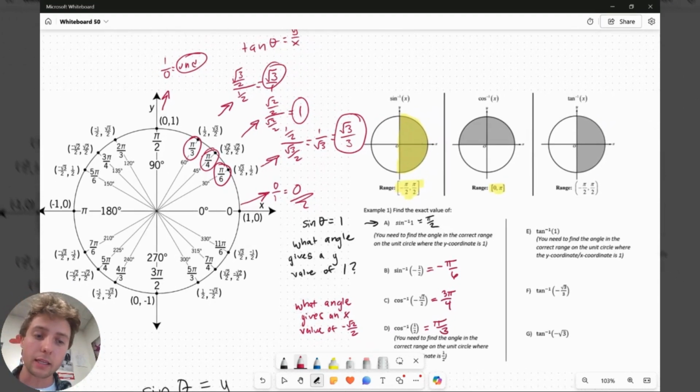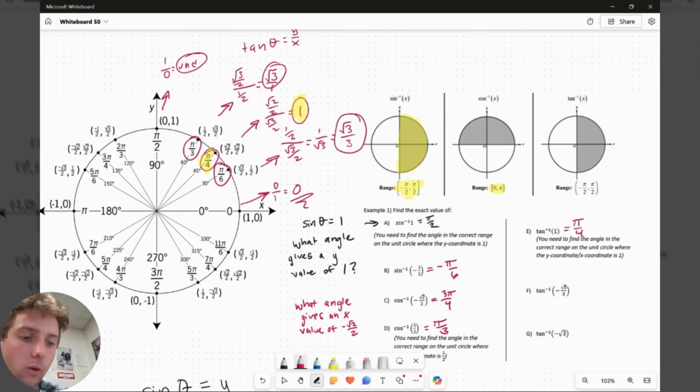So when I look at E, and they say, okay, what is tan inverse? What is the angle that gives a tangent value of 1? Okay, well, a tangent value of 1 is right here. What angle was that? That was pi fourths. There we go. We get our answer.